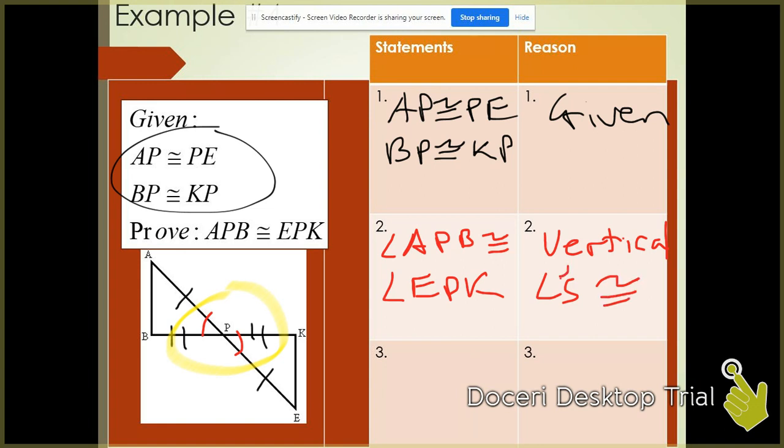Now looking at the two triangles, we want to try and identify the pattern. So with the triangle on the left, we have side, angle, side. With the triangle on the right, we also have side, angle, side. So our reason these triangles are congruent is just that, side, angle, side. And we would list our triangles. So triangle APB is congruent to triangle EPK.